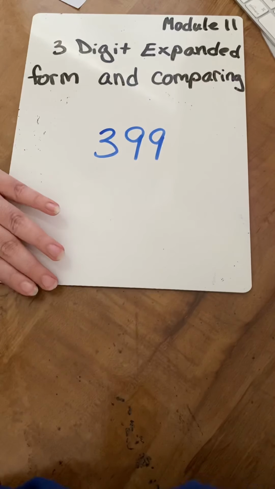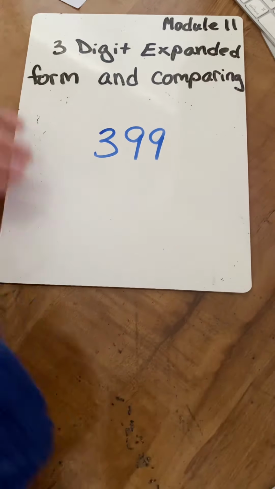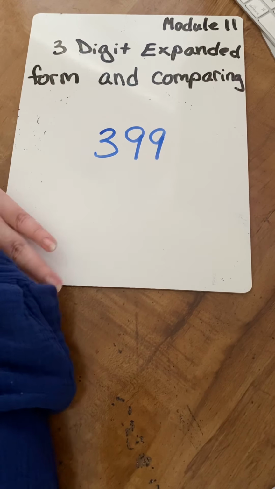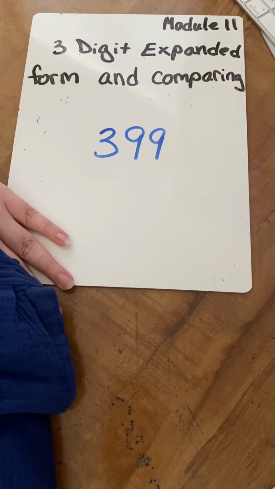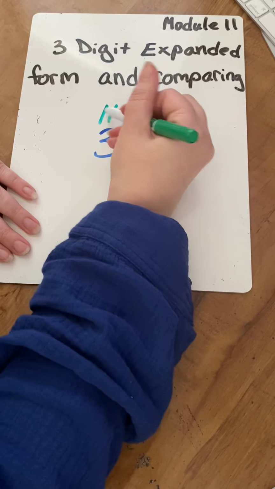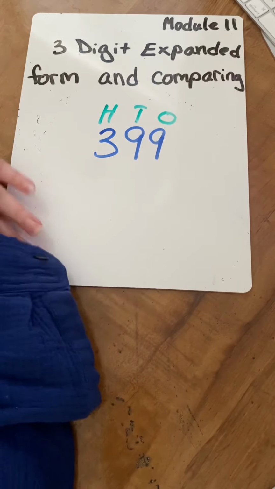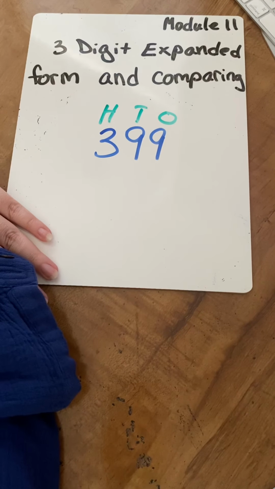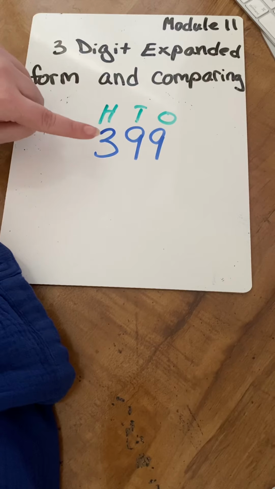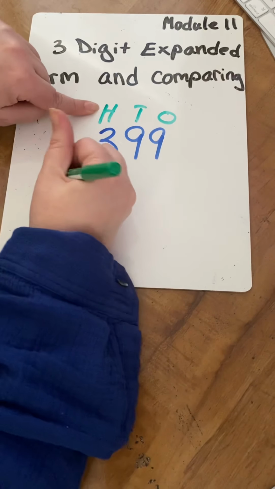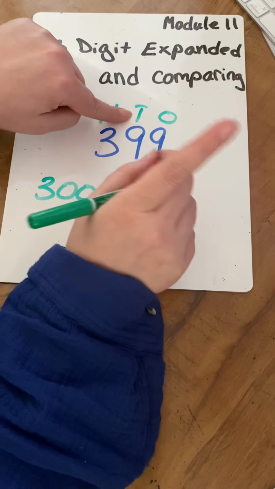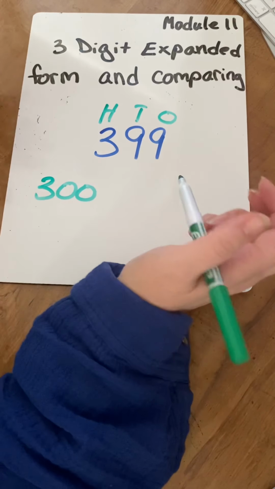399. Put your HTO on, and I want you to write it in expanded form. Okay, HTO, hundreds, tens, ones. Now, let's write it the way it sounds. Start with your hundreds. 300 plus 9. Now, this is 9 tens. How much is 9 tens?